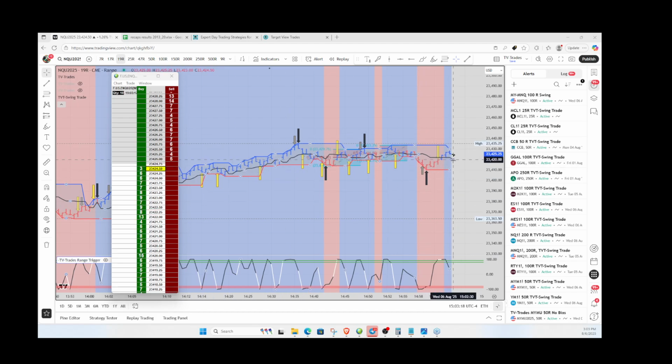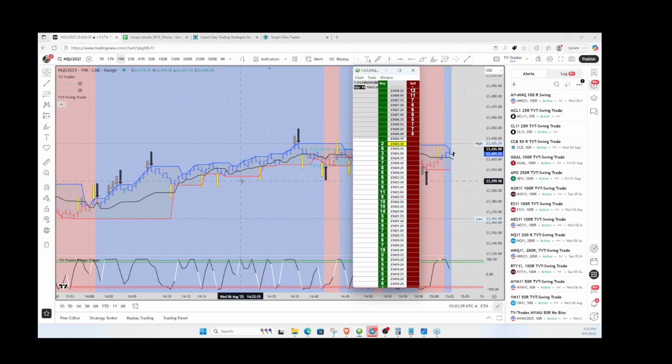Alright, so what we would be looking for here now is for this bar to close down, that's going to put this into the oversold, and then we'd be looking for it to bounce off the midpoint and give you an up close. That's all. Pretty simple stuff, right?